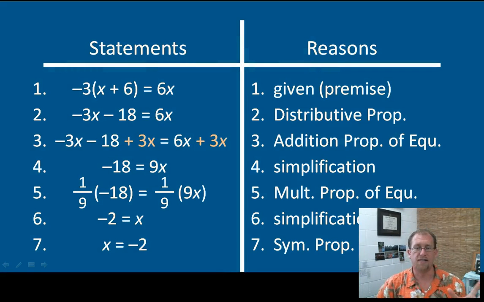So here is a proof. This is what it looks like. Okay, the formatting is important. It's two columns. On one column we have statements. On the other side we have why we can make that statement. If you have the right statement but the wrong reason, you're wrong.